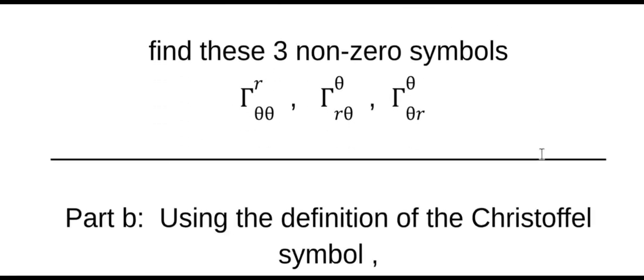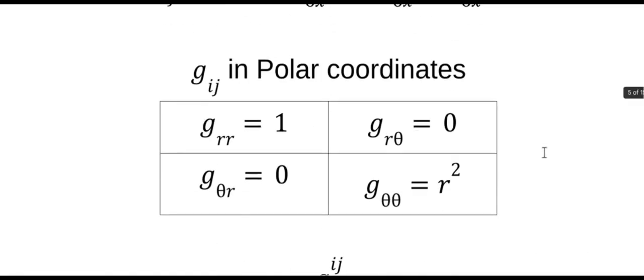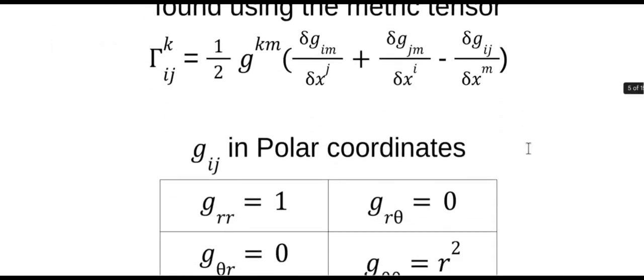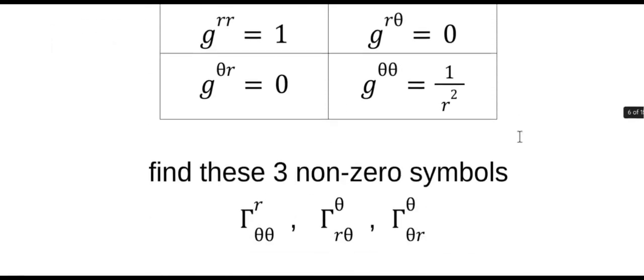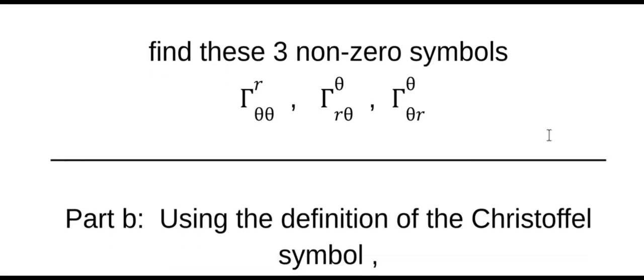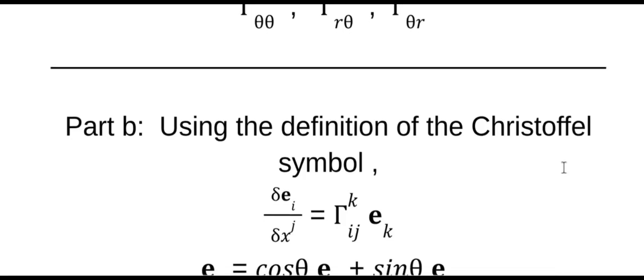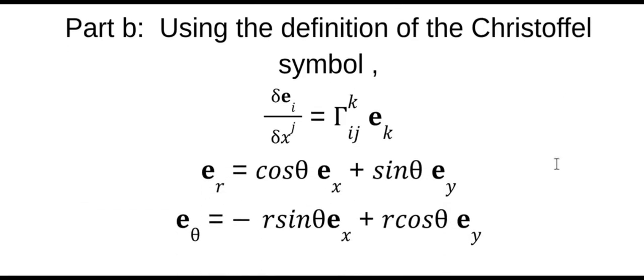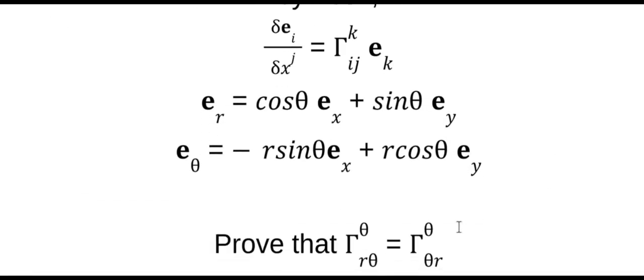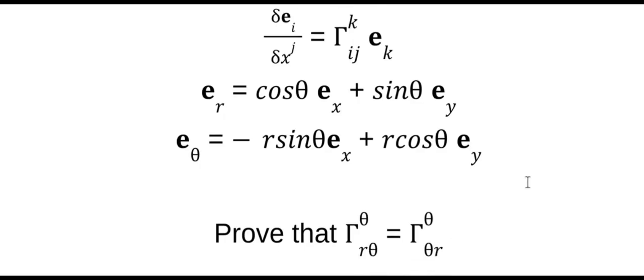All right, part B. Did I call that part out yet? My brain. Part B. Using the definition of the Christoffel symbol, and the basis vectors, prove that these two Christoffel symbols are equal when you exchange their lower indexes. Okay, I'll have the solutions in a couple days. I'll see you then.